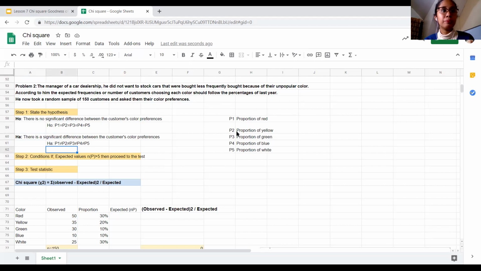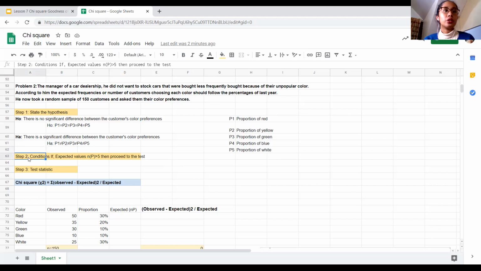So your P1 is your red color based sa table natin. P2 is the yellow color. P3 is the green, proportion of green. And P4 is the blue. P5 is the white. So we have 5 levels of categorical variables. So pag kukunin natin yung degrees of freedom, so k minus 1, diba? So 5 minus 1 equals 4, yung degrees of freedom natin.